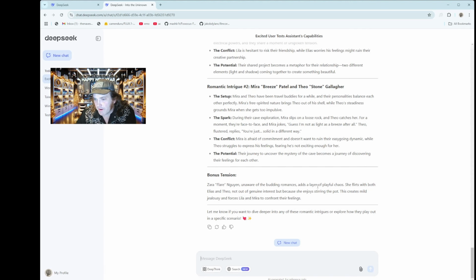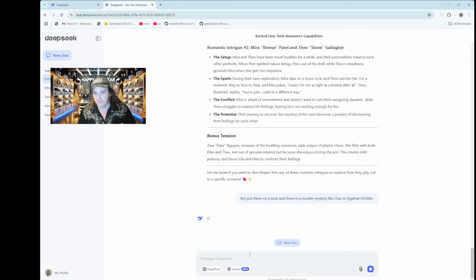So here's the bonus tension. Zara, unaware of the romances, adds a layer of playful chaos. She flirts with both Elias and Teal, not out of genuine interest but because she enjoys stirring the pot. Okay, there you go. Let's put them on a boat. On a boat, and there is a murder mystery like Clue or Agatha Christie.